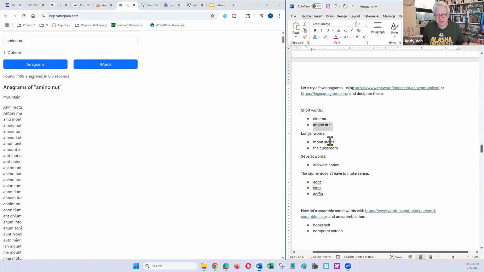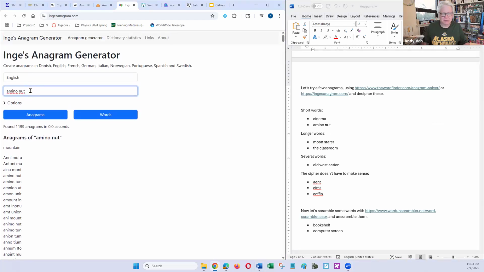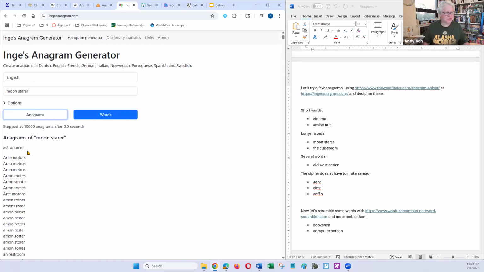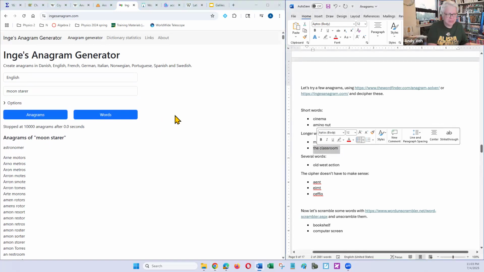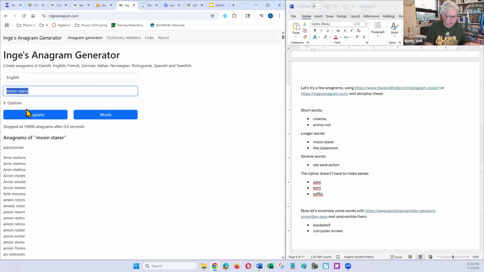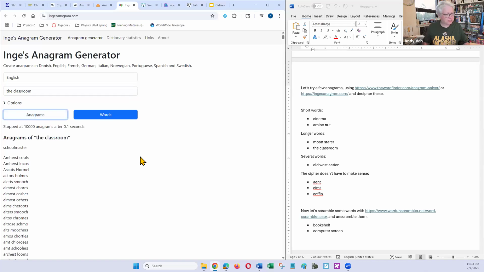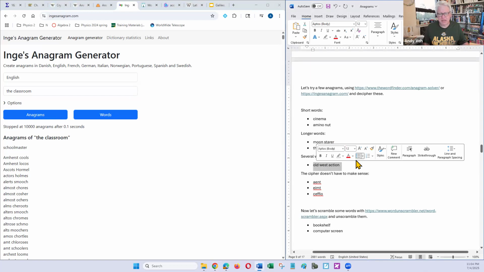Let's try some longer words. Moon starer. Also one that I like. I like cinema because I like them all. That's why I chose them. So there we go. And that was the very first one, astronomer. Pretty cool. The classroom. I know it's two words, and it's okay. It usually puts it together into one word. Let's see, schoolmaster. There we go. It finds the one that I'm aiming for right away. I found these somewhere. Okay, I didn't make these up.